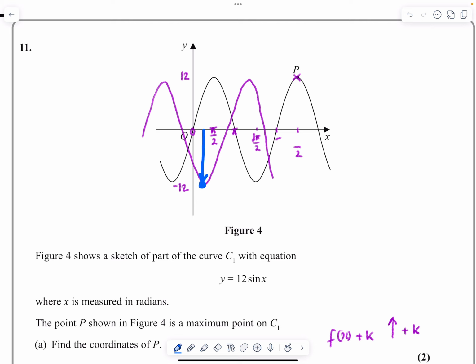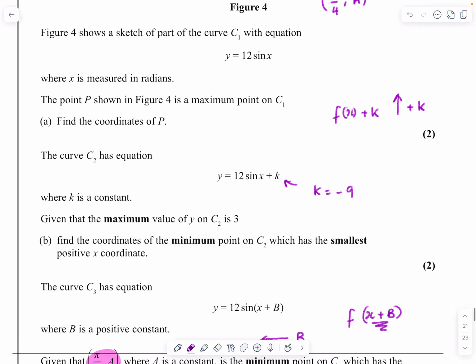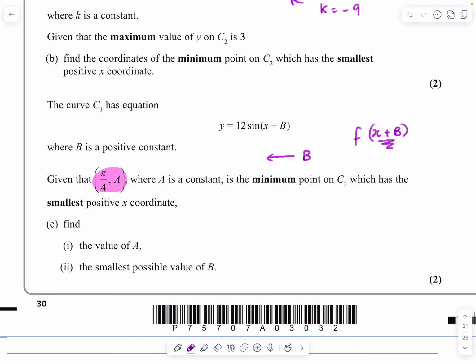is going to be minus pi, sorry, it's going to be pi over 4. It's going to be pi over 4, a. So the new point is going to be pi over 4, a. And what they're going to want to know is what's a and what's the possible value of b.